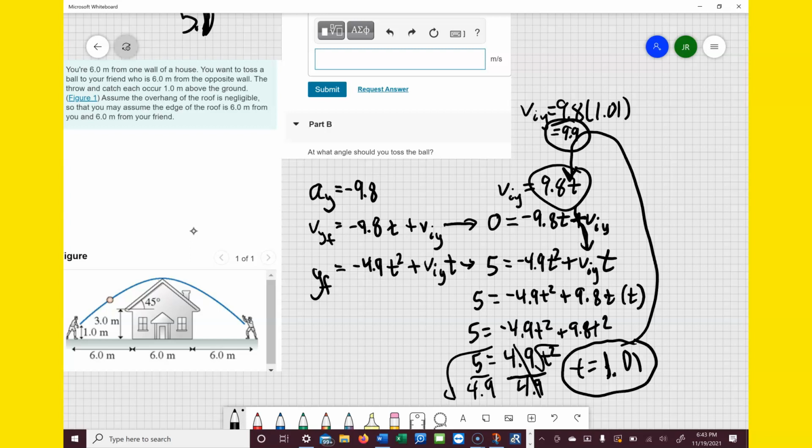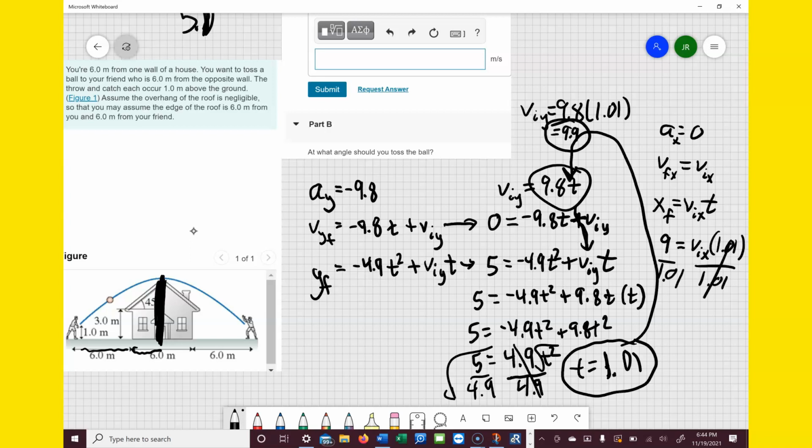Now for the horizontal. Horizontally, a is 0. So the final velocity in the x direction is equal to the initial velocity in the x direction. And the final horizontal position is equal to the antiderivative of that, which is VIX t, plus the initial horizontal position, which we could just call 0. So there we go. All right. I know that the final horizontal position when it reaches this apex is 6 plus half of 6. So 6 plus 3 is 9. So the final horizontal position when it reaches this same spot that we've been talking about is 9, and that equals VIX times that time we already know, 1.01. So divide by 1.01, and we get 8.9 for the VIX.